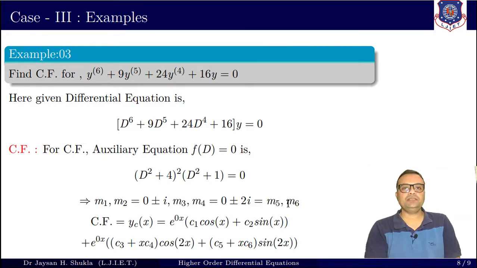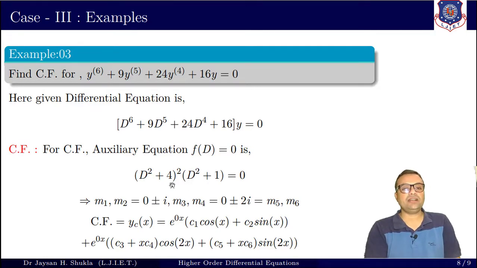Let us take one more example to make this clear. Suppose I want to find the complementary function for y raised to 6 plus 9y raised to 5 plus 24y raised to 4 plus 16y equals 0. Then we get the differential equation D raised to 6 plus 9D raised to 5 plus 24D raised to 4 plus 16, times y, equals 0. Now, for the complementary function, I take the auxiliary equation f of D equals 0. It simply gives me (D squared plus 4) whole squared, (D squared plus 1) equals 0.